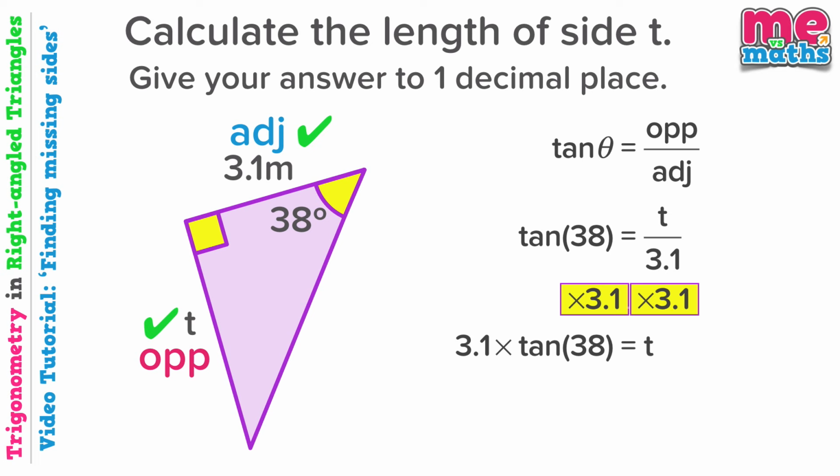So just as last time, if you've got a good calculator, type 3.1 times tan 38 in, and you should get an answer which rounded off will give you T is equal to 2.4 meters.